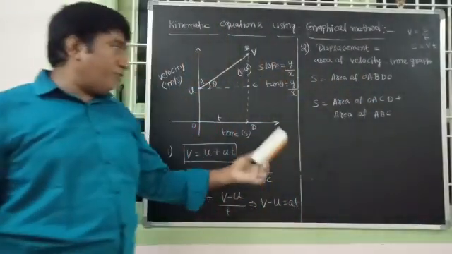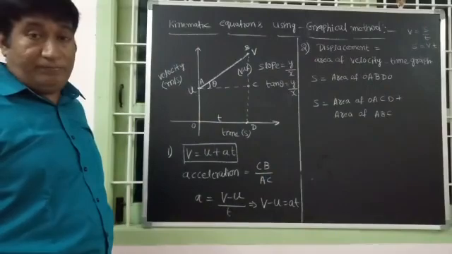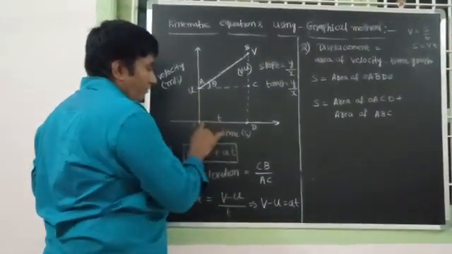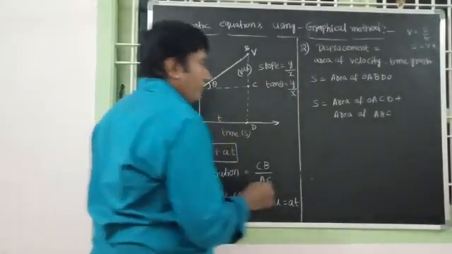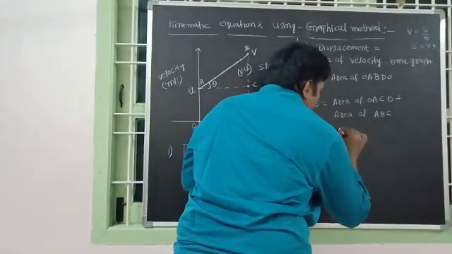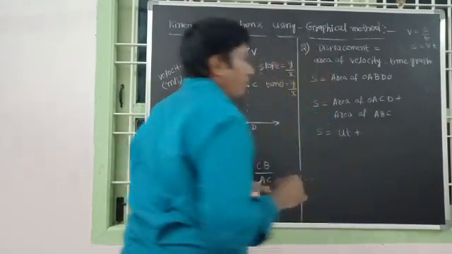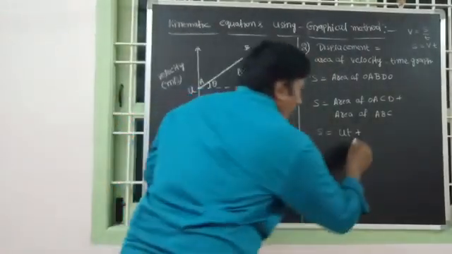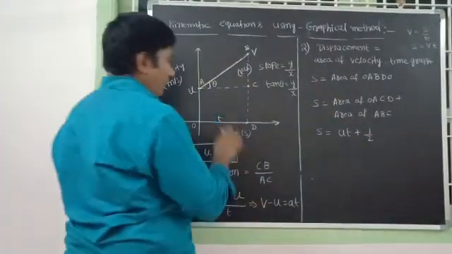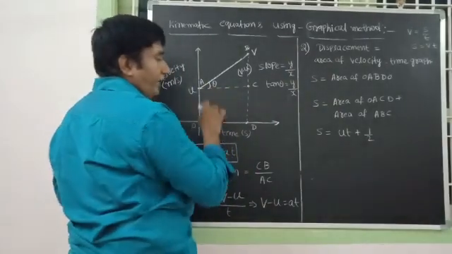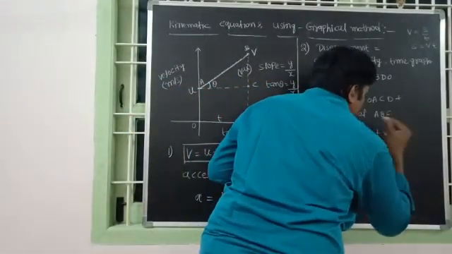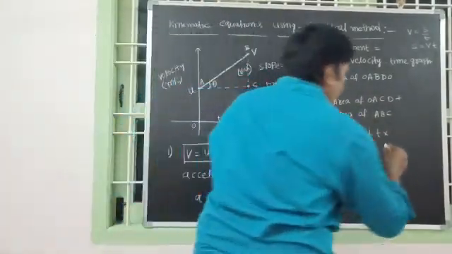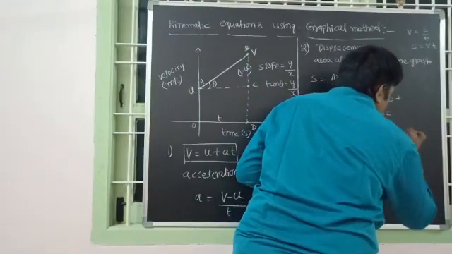So here, what is the formula for the area of a rectangle? Length into breadth. Here from here to here it will be u, and from here to here it will be t. So S is equal to ut plus area of triangle. Area of triangle is half base into height. This is the base, I can take it as t, into the height, which is given as v minus u.